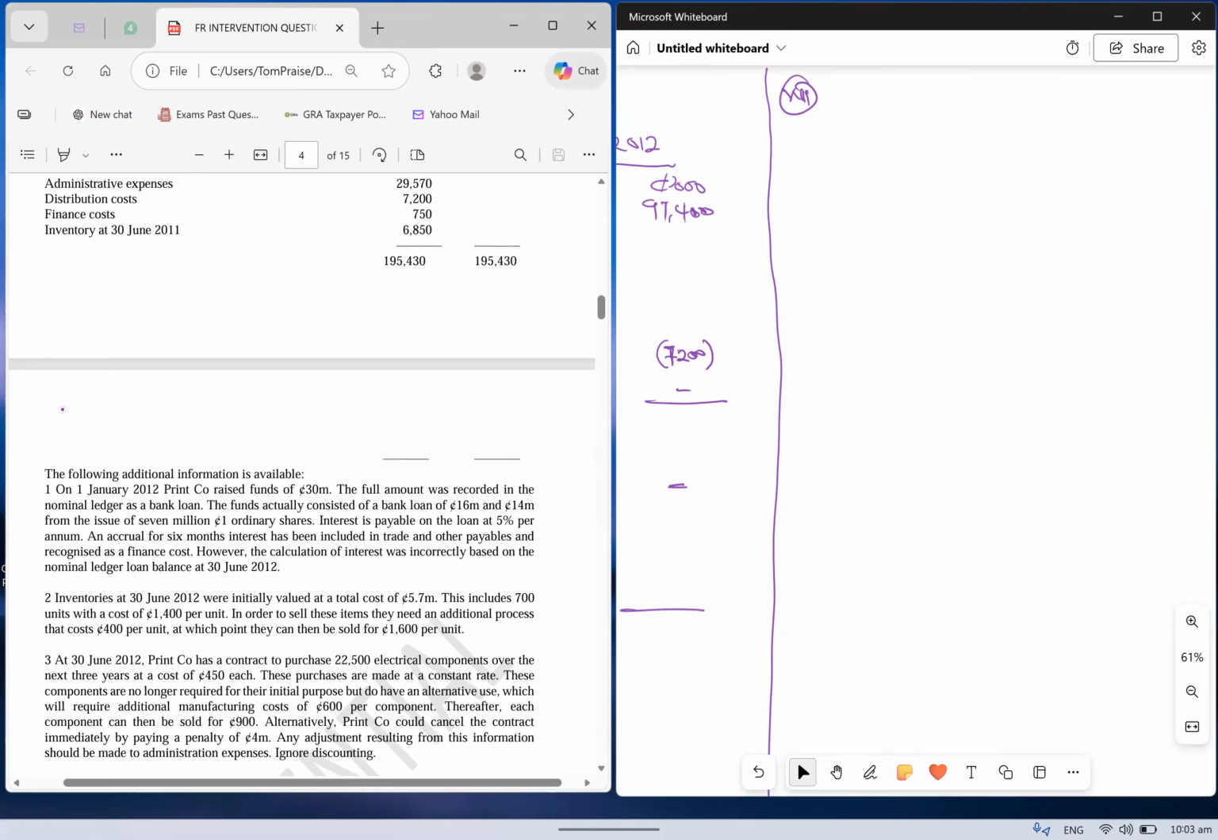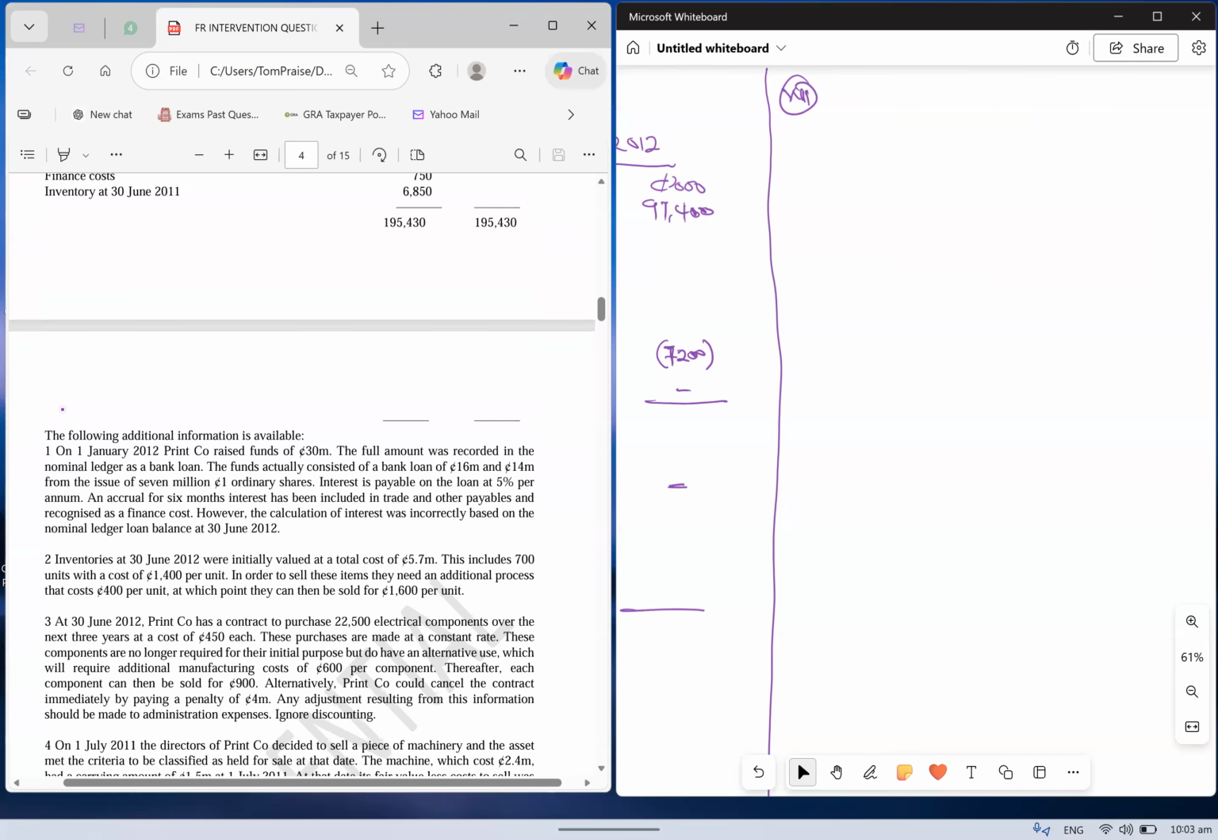Right. Now, they say that in January, he raised some funds and everything was recorded in the bank loan. So right there, you know that this 30,000, your bank loan, should be reduced by some of it, because actually 16 million is the bank loan, and the 14 is by issue of shares.